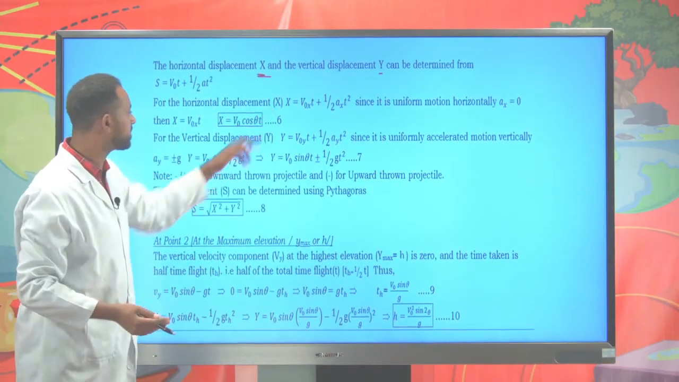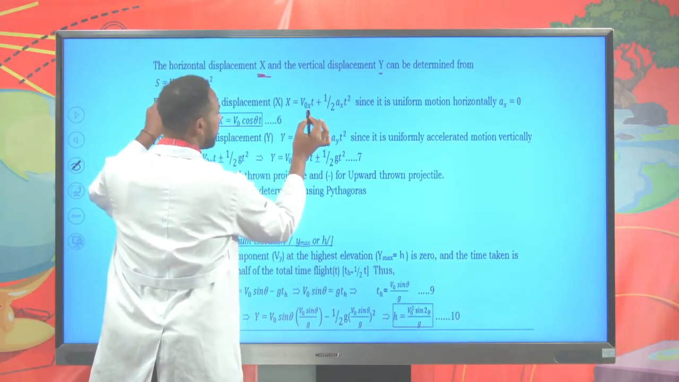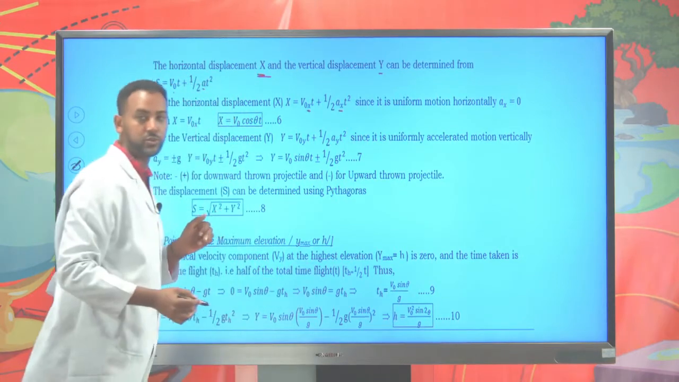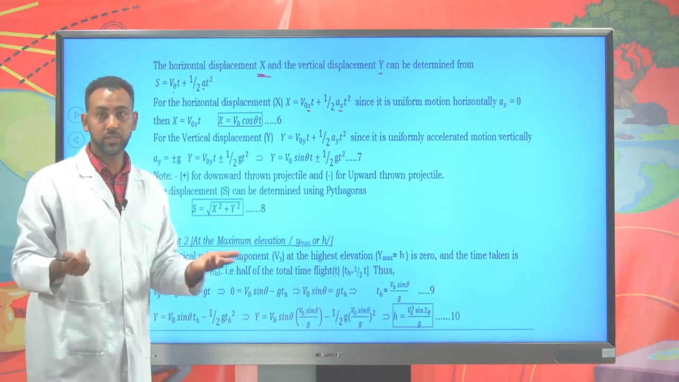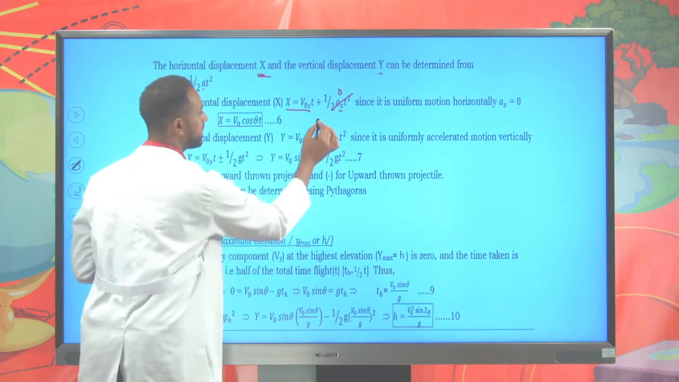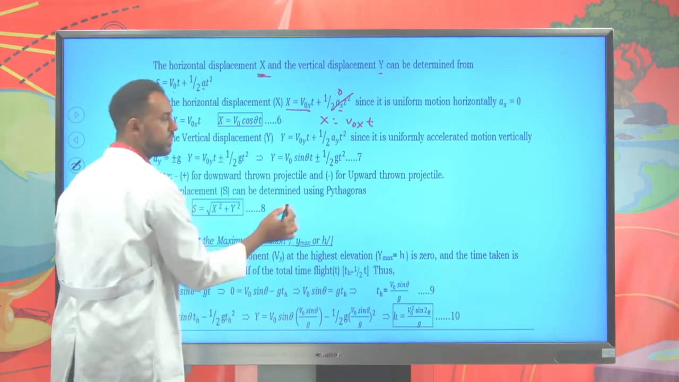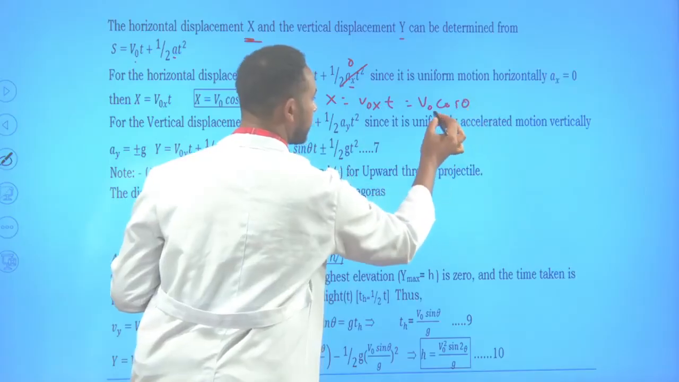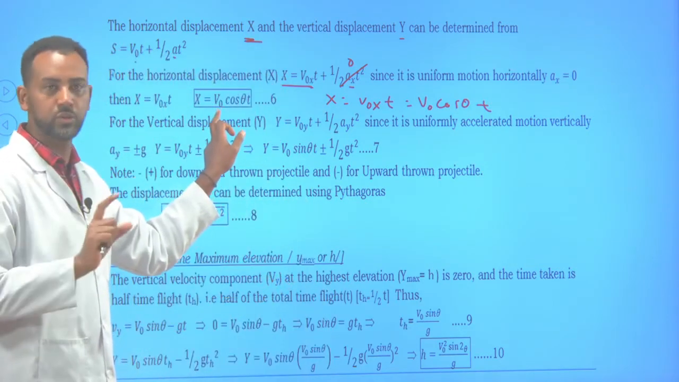Therefore, the horizontal displacement can be rewritten as, instead of s, we use x. Instead of initial velocity, along the horizontal, v naught x t, plus half, the acceleration should be horizontal a x t squared. But we have said that the horizontal acceleration is 0 for projectile motion. So this term is 0. Therefore, the horizontal displacement is x equals v naught x times t. And we know that the initial velocity component is v naught cosine theta, so v naught cosine theta times the time t. This is how we determine the horizontal displacement.